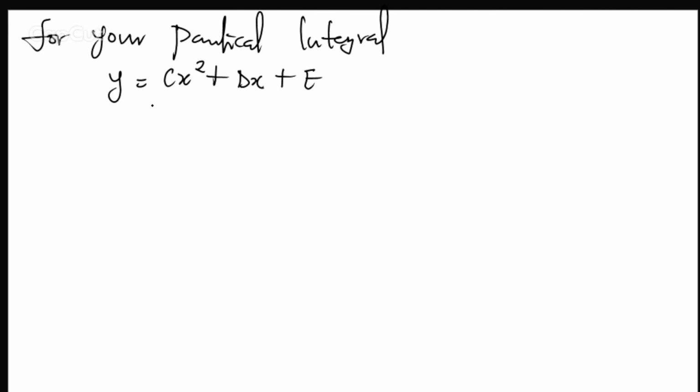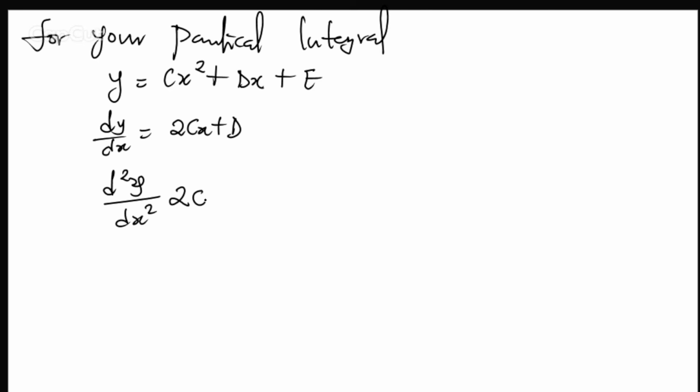Now if you differentiate this equation with respect to x, you simply have that dy over dx will simply be 2Cx plus D. Are we together? Now you've differentiated this equation with respect to x. What do you do next? You differentiate again. If you are differentiating again, you simply have that d square y over dx square will give you 2C. Are we together?